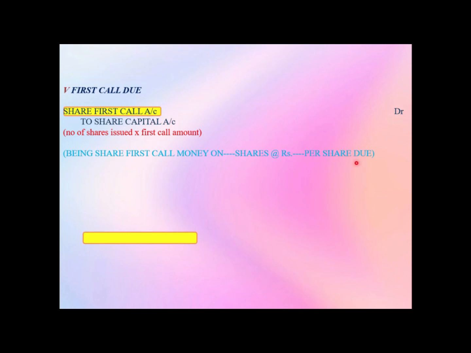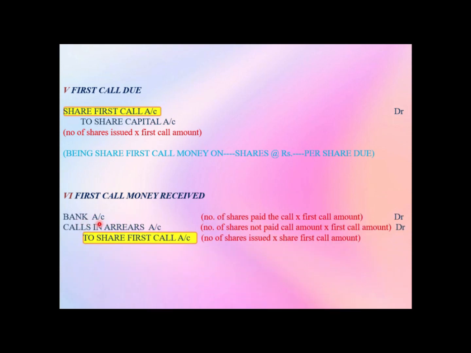Call money will be received by the company. So, our transaction is first call money received. Entries: bank account debit, calls in arrears account debit to share first call account. Here, share first call account is credited, whereas if you can see in our fifth entry, share first call account is debited. So by whatever amount share first call account is debited over here, with the same amount share first call account will be credited in our sixth entry.